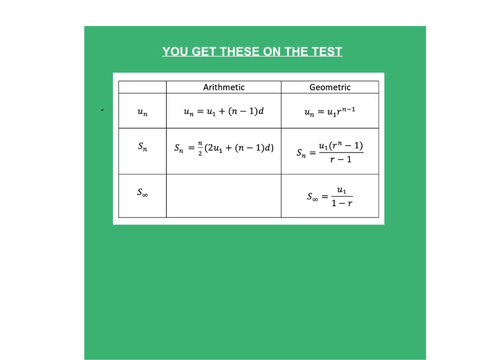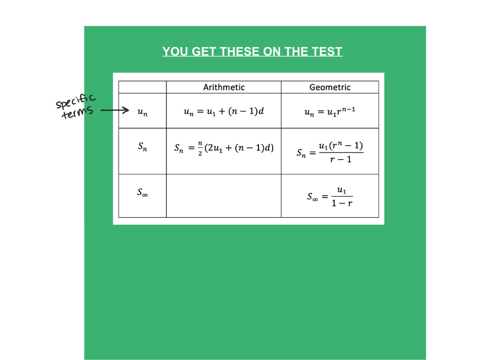So starting with the first row, the u with the subscript of n, u sub n. We have one for arithmetic and one for geometric. These allow us to find specific terms. They're sometimes called explicit formulas. They allow us to jump to any term we want. We can jump to any number in the list. We don't have to generate the full list to find the term that we're most interested in.